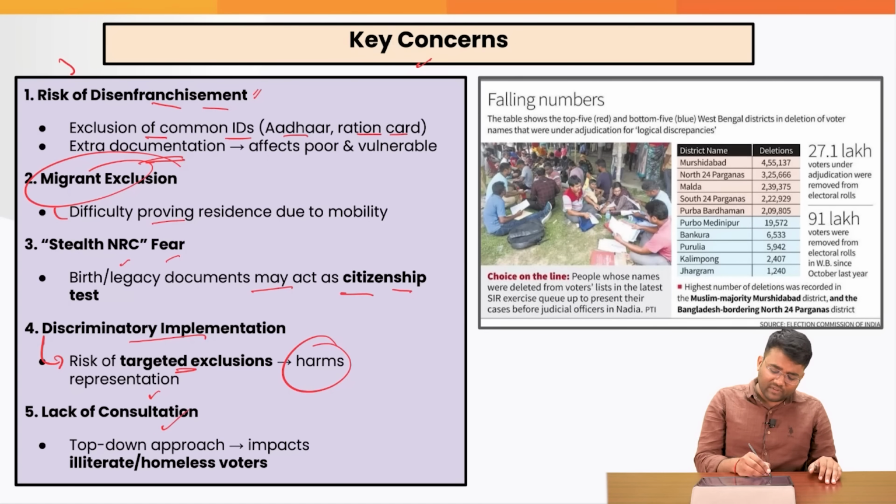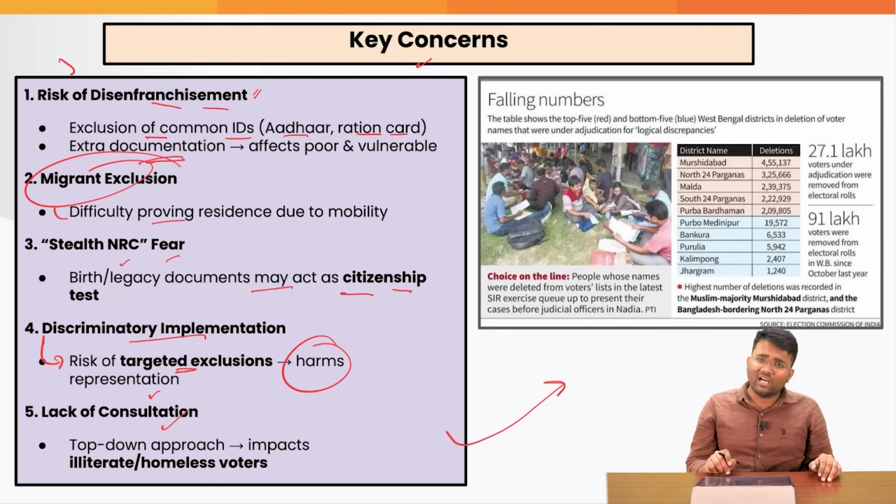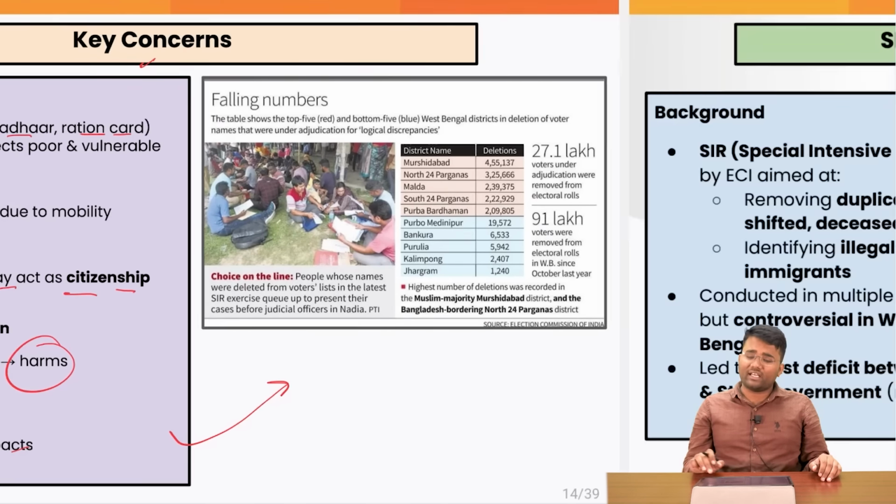Lack of consultation: mainly it is a top-down approach, and that is one of the reasons that initially there were a limited number of documents allowed to be produced to ensure that names are included. But now that documentation has been expanded. So if we go with a bottom-to-top approach, then it will be easier for us to have effective citizen-centric governance, and to also implement the policy decisions or norms that are coming from the top. The top-down approach mainly impacts the illiterate or homeless voters, who are completely excluded.